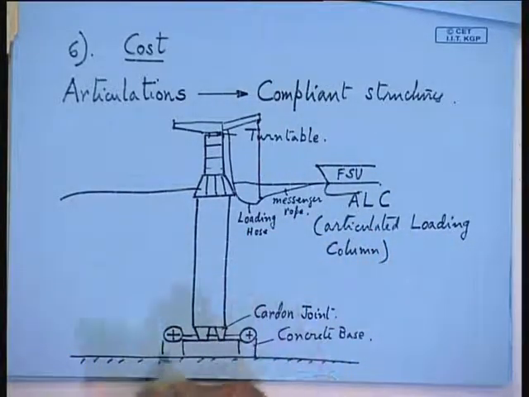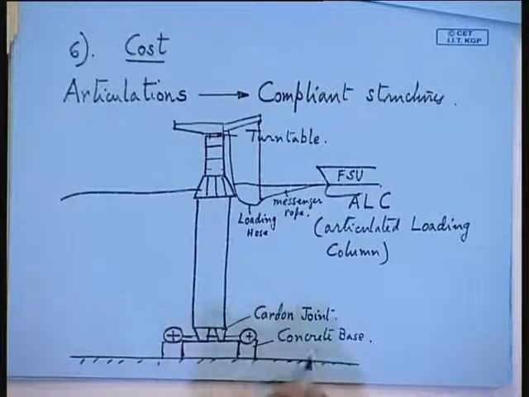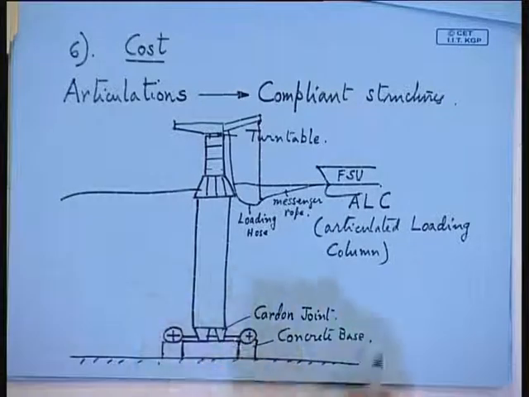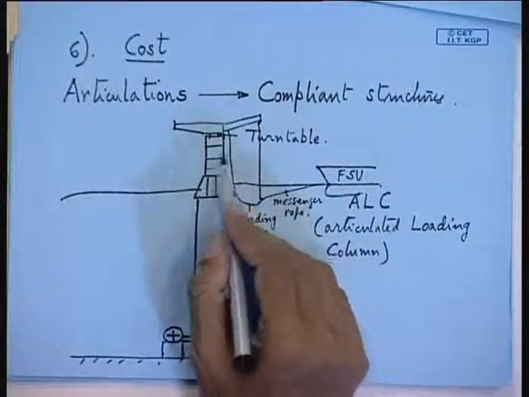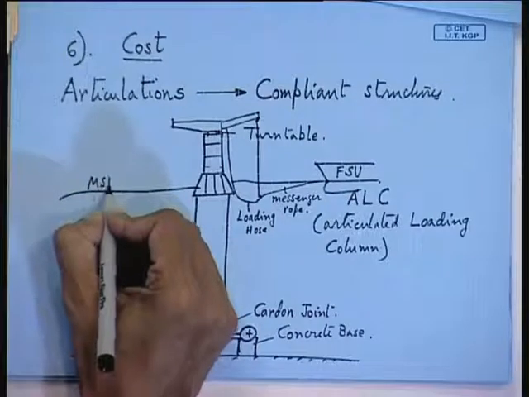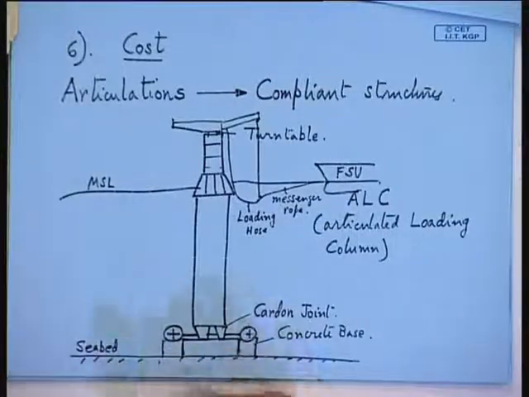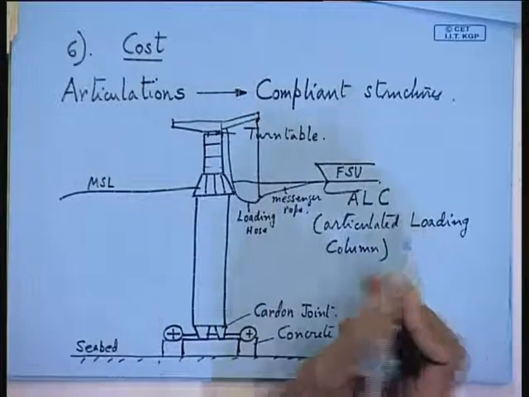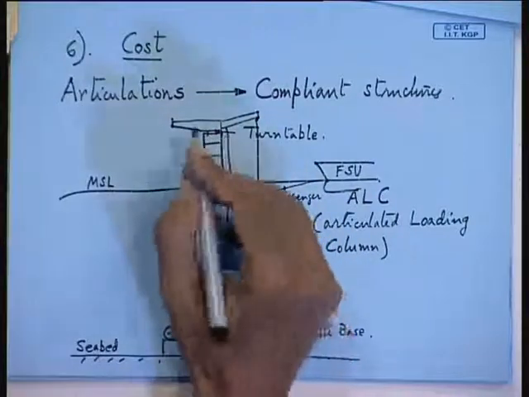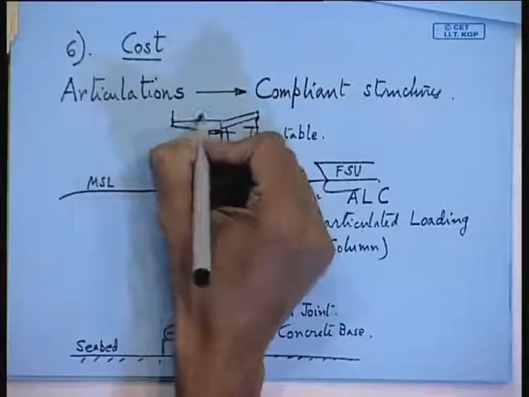So, there are various forms of this compliant structure or articulated type. Here you have just one cardan joint, you may have other joints. Normally, joints are located at the seabed. So, they are mean sea level and this is your seabed. Joints will be located at the seabed and at the waterline. And in all cases of these columns, you will have a turnstile over which you have your winches, the heli deck will come somewhere here, and you may have a deck house also.